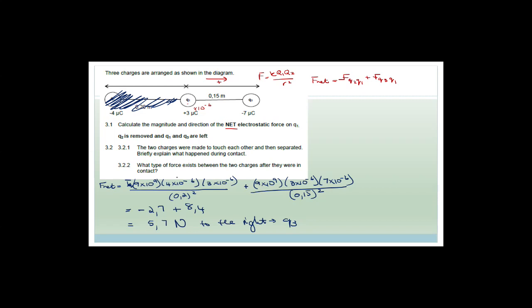Okay, next it says, what type of force exists between these two charges after they're in contact? It would be a force of repulsion. It's also electrostatic force. I'm not 100% sure what they meant, but I'm sure they mean a force of repulsion. Right, now, new question.